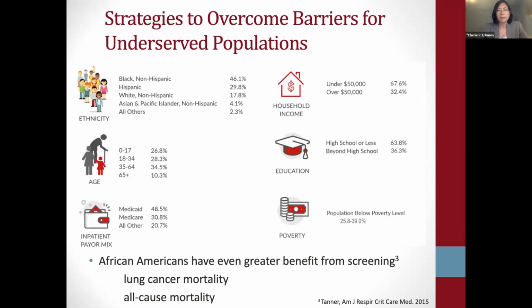So some strategies that we've used at Temple, which is predominantly African American. We have a very low household income. This is a really important group of people because African Americans have even greater benefit from screening in terms of lung cancer mortality, all-cause mortality decrease.